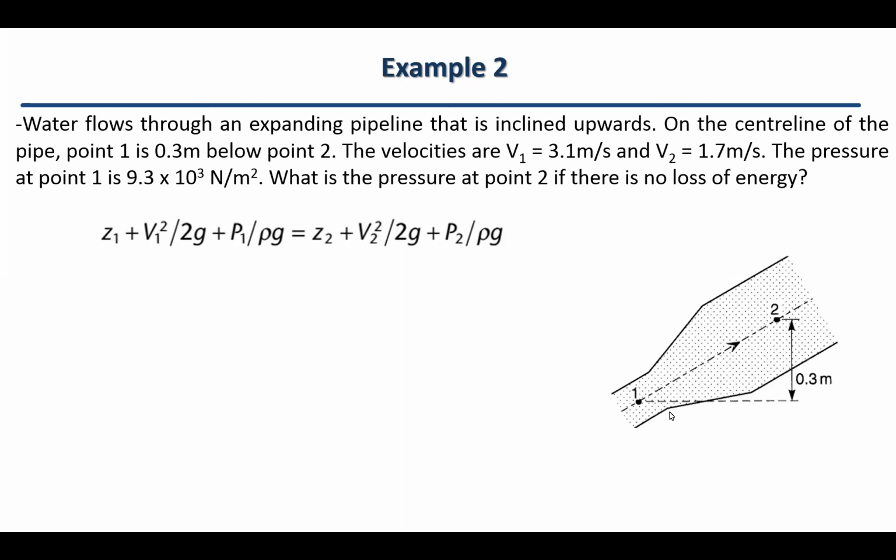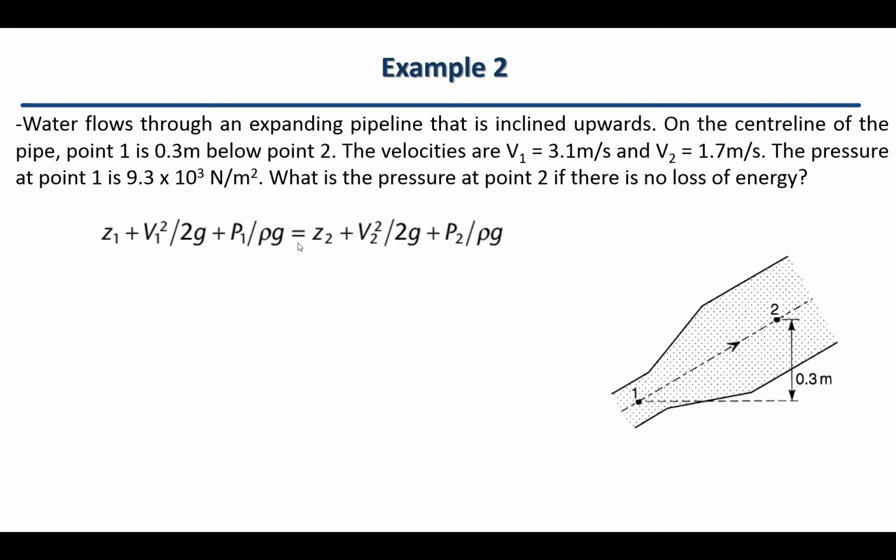The pipe is inclined upwards. You can see here that between point 1 and point 2, the difference is about 0.3 meters. So we know the difference, and we only need that parameter. We don't need the elevation from any particular point, as long as you can see the relative difference. Velocity 1 and velocity 2 have been calculated. Velocity 1 is 3.1 meters per second, and velocity 2 is 1.7 meters per second.